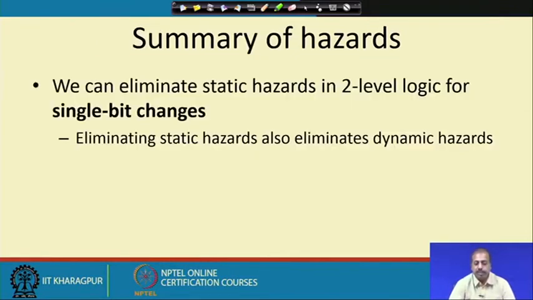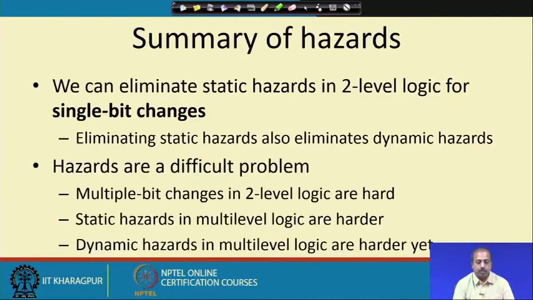So, we can eliminate static hazards in 2 level logic for single bit changes, and eliminating static hazards also eliminates dynamic hazards. That is one good thing: if we eliminate static hazards, the dynamic hazards will also not be there. So, that way it is useful.